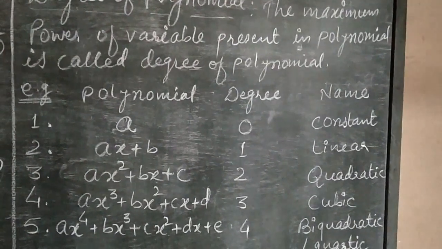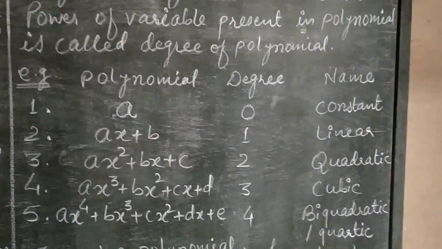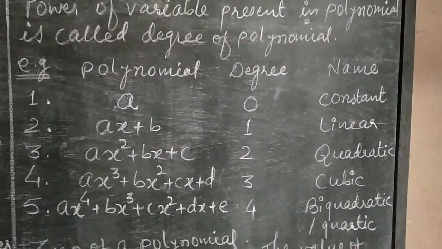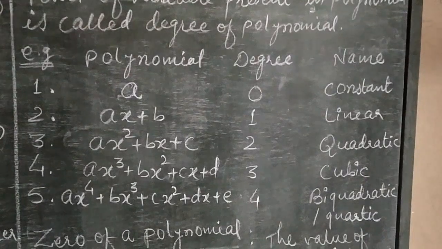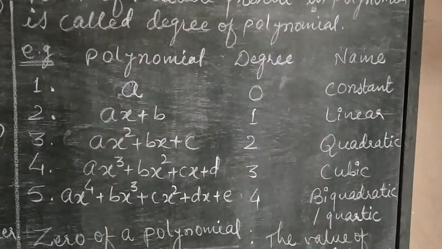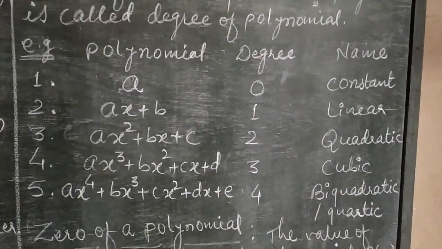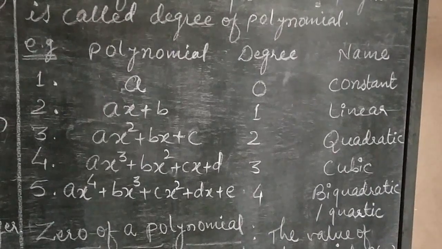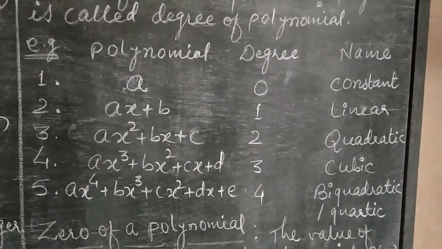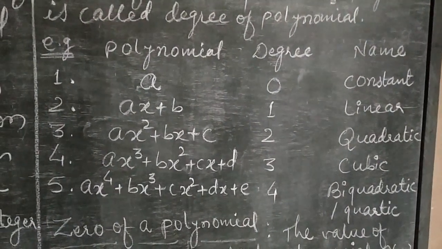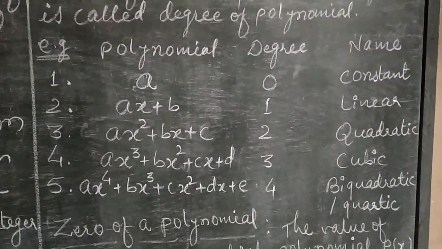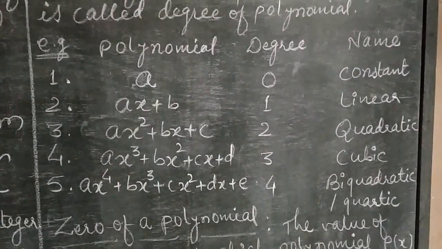For example, if we write only one constant or one number, and as you know, we can write x to the power 0 as 1. So with any constant we can write x to the power 0. So 0 is the degree of polynomial. So we are writing here degree 0 and its name will be the constant. Only constant will be written there.